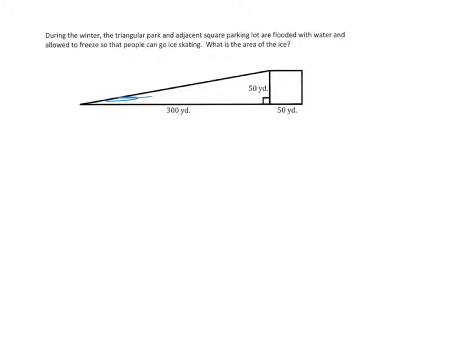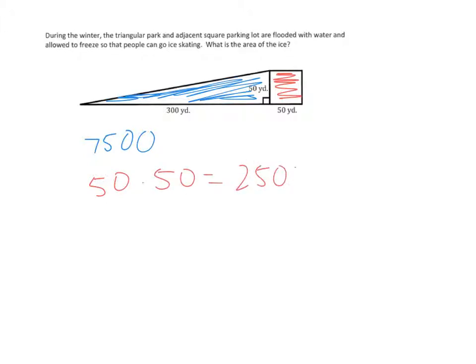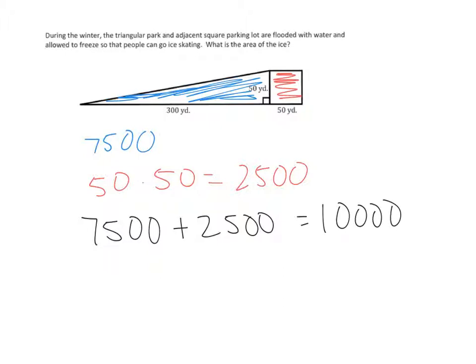So we already know the area of this triangle is 7,500. So we need to look for the area of the square. Squares and rectangles are length times width, so you do 50 times 50, and you end up with 2,500. To find the area of the entire ice skating rink is 7,500 plus 2,500, so you end up getting 10,000 square yards. Alright, so that's number 2.